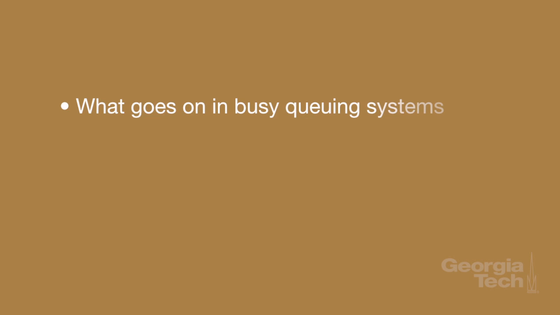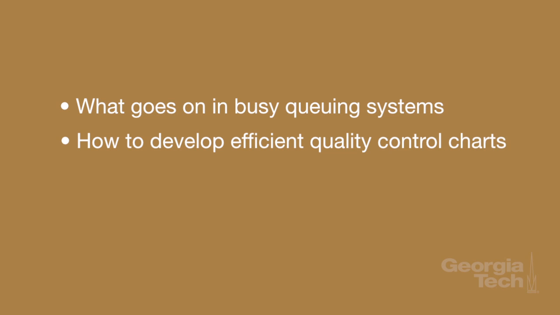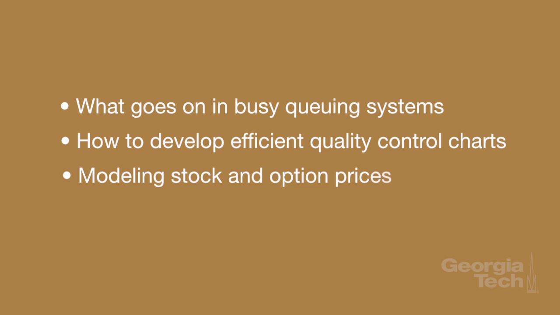In ISyE, researchers use Brownian Motion to study a variety of things, like what goes on in busy queuing systems, or how to develop efficient quality control charts, or of course in modeling stock and option prices.